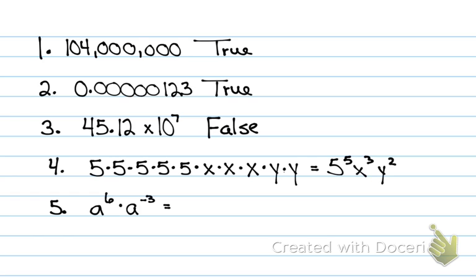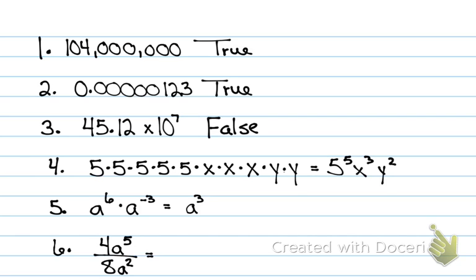All right, number 5. I want you to simplify the expression. Go ahead and simplify the expression. All right, anybody think they know the answer? Yeah, Lily? No. Sarah? A to the 3rd. Yes, because it is 6 plus negative 3, which is 6 minus 3, so it's a to the 3rd power.